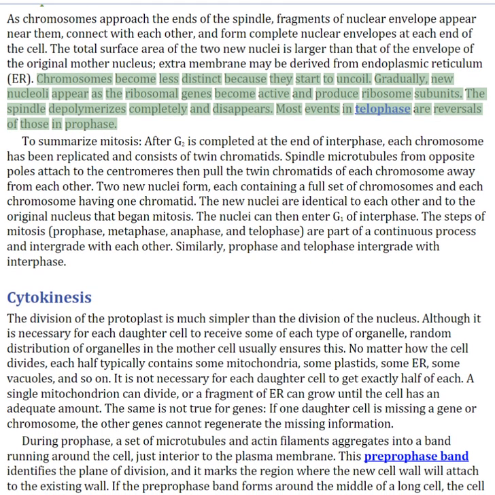Chromosomes become less distinct because they start to uncoil. Gradually, new nucleoli appear as the ribosomal genes become active and produce ribosome subunits. The spindle depolymerizes completely and disappears. Most events in telophase are reversals of those in prophase.